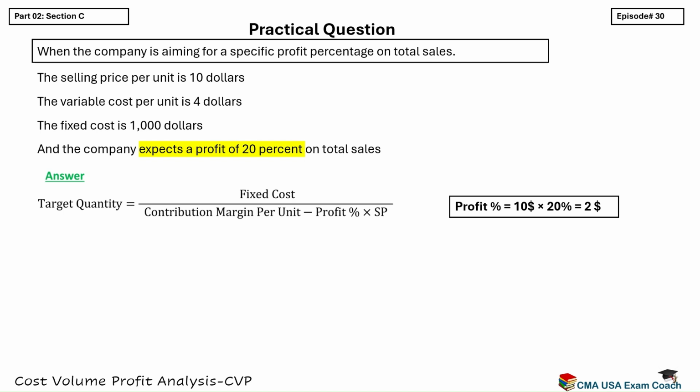Step 3. Find the contribution margin per unit. Selling price equals $10. Variable cost equals $4. So contribution margin is 10 minus 4 equals $6.